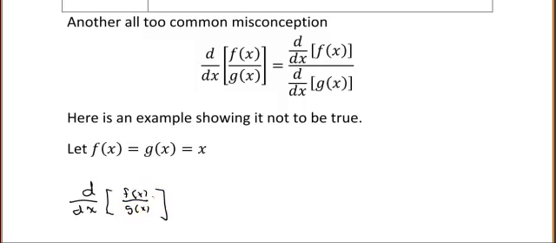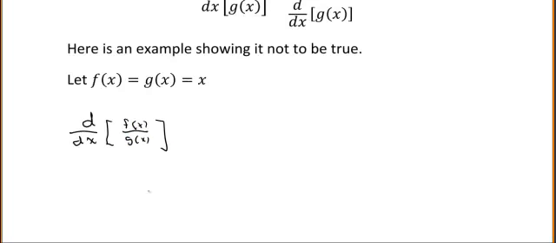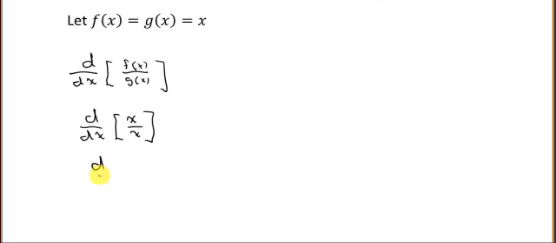All right, well, if f and g are both x, this is the left-hand side, then this would be the derivative with respect to x of x over x, which would be the derivative with respect to x of 1, or x to the 0. And remember, the derivative of 1 is 0.